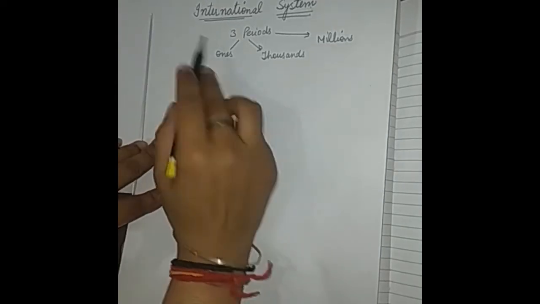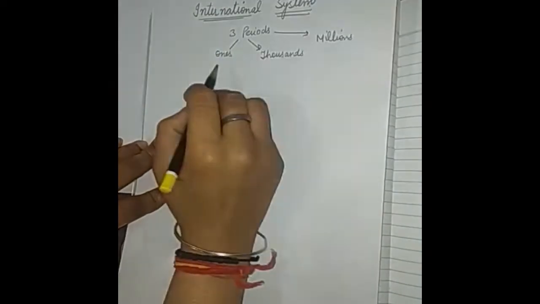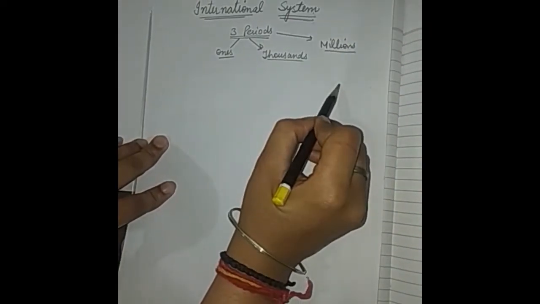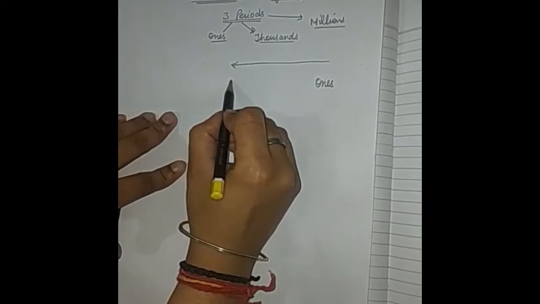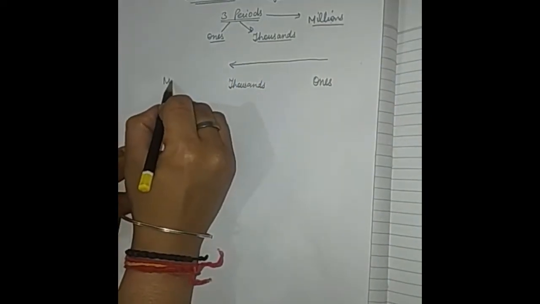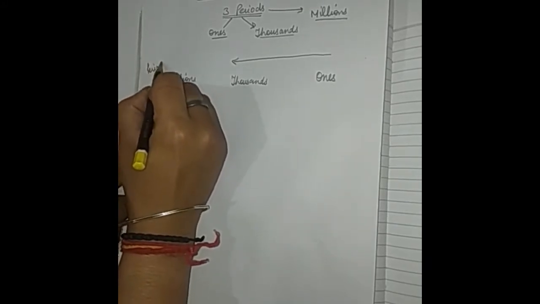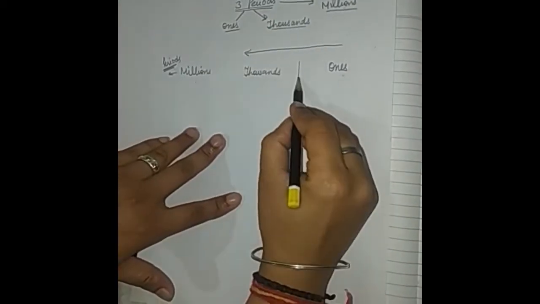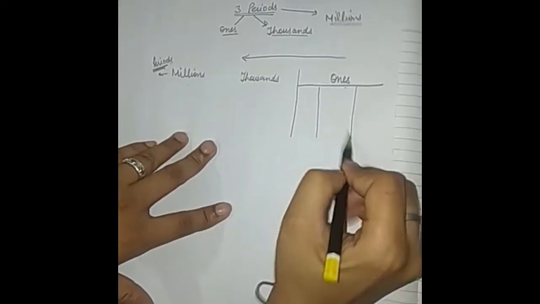So let's make a place value chart for the international system. It has three periods, ones, thousands and millions, and we have to start from right to left. The first period is the ones period. After it, the second period is the thousands period. The third period is the millions period. So ones, thousands, millions, these are the periods. Now these three periods are further divided into three subparts.